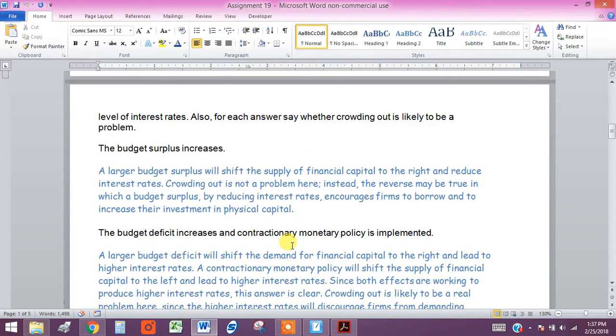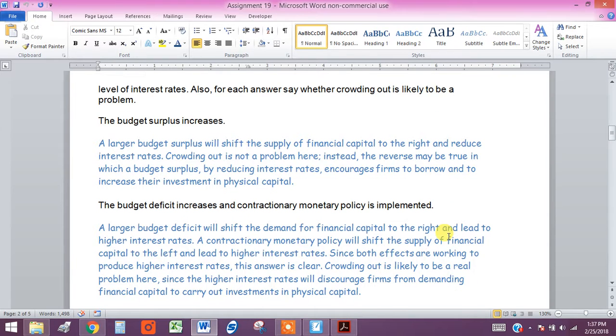Okay, so scenario number 2, the budget deficit increases and contractionary monetary policy is implemented. So what's going to happen there is we're once again going to get a rightward shift in our supply.